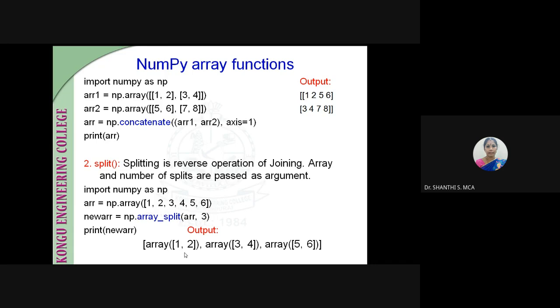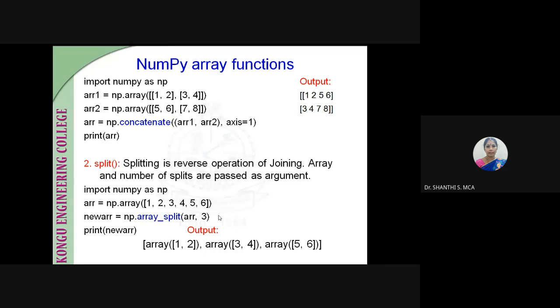The first array consists of the elements 1 2. The second array consists of 3 4. The third array consists of 5 6. So in total we have 6 elements in this array. When you give the number of splits equal to 3, it will do 6 by 3, and each array will have 2 elements. Suppose you have 7 elements in the given array, it will give an error.